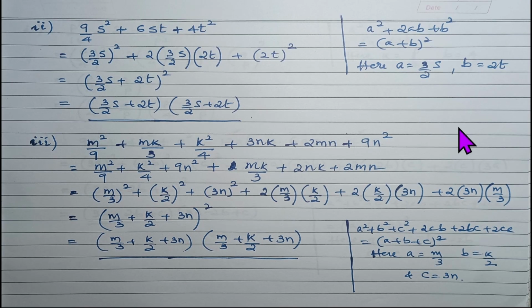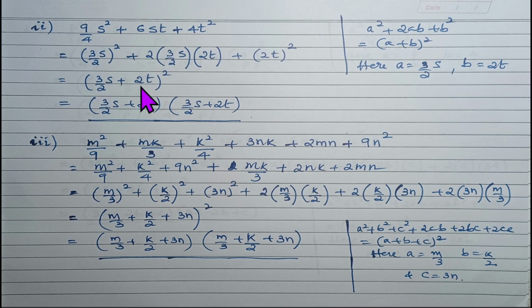Remember that. Now coming to the next example, that is 9 by 4 s square plus 6 st plus 4t square. The first term is a square term, the last term is a square term. This becomes 3 by 2 s whole square, and this is 2t whole square. Now we have to check the middle term. So 2ab, 2 into 3 by 2 s into 2t. Now here 2 and 2 cancel, 3 into 2 is 6 st, and it is correct, the middle term is correct. Therefore it is a plus b whole square form.